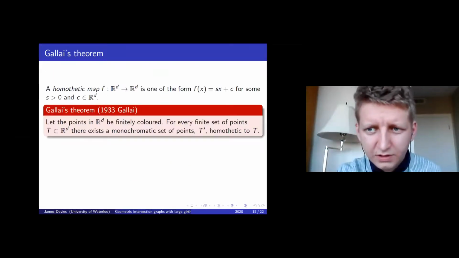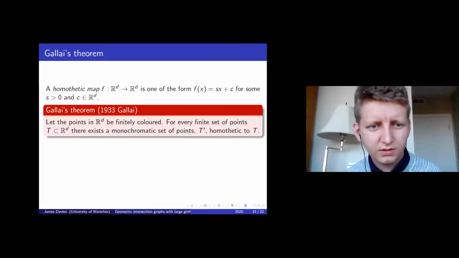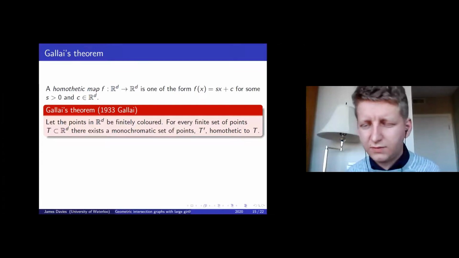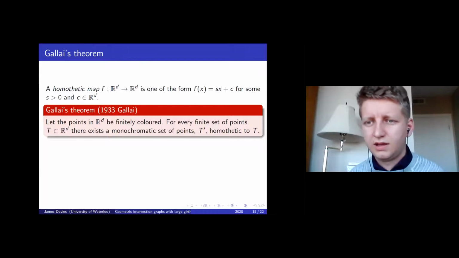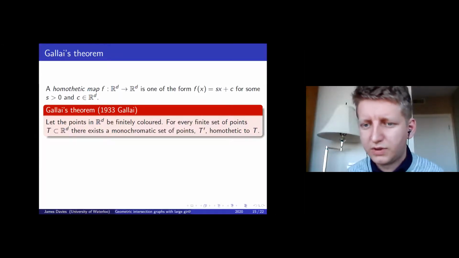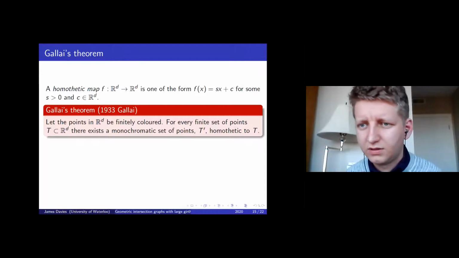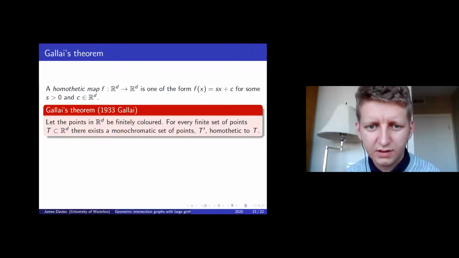So now there's this really pretty theorem, Gallai's theorem, that if you finitely color the points in d-dimensional space, then if you pick a finite set of points T, you can always find some monochromatic set of points that's homothetic to your chosen points T. So I think this is really nice.